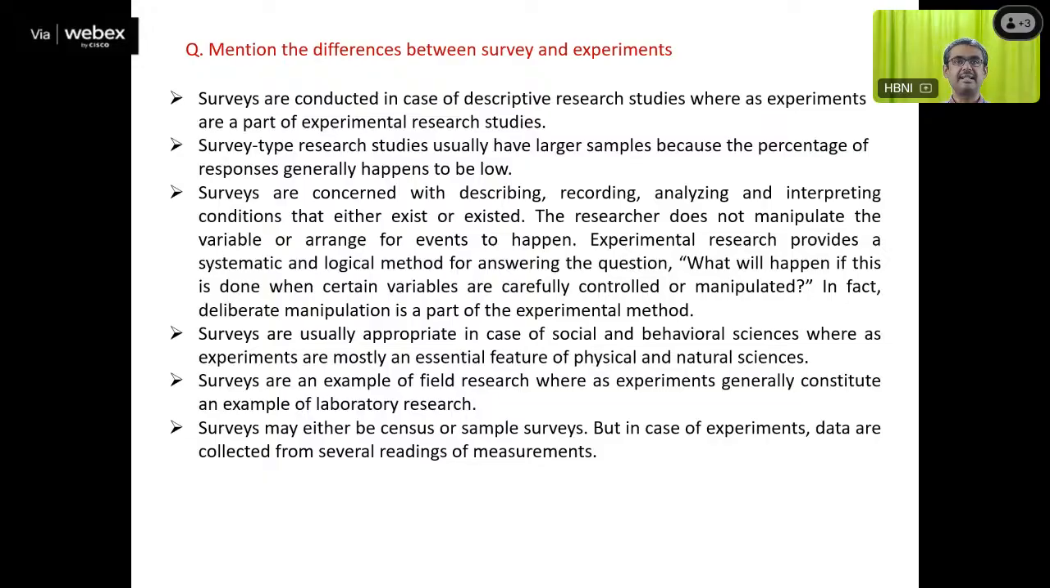Surveys are usually appropriate in case of social and behavioral sciences, whereas experiments are mostly an essential feature of physical and natural sciences.